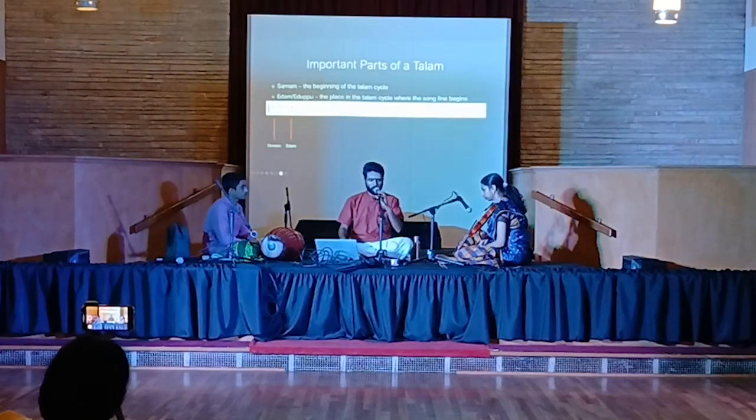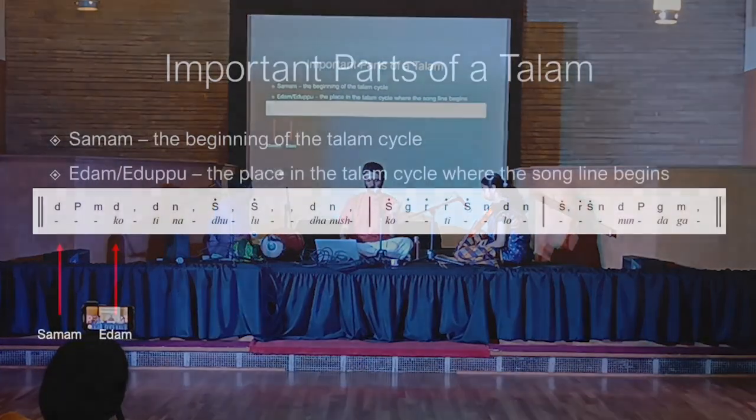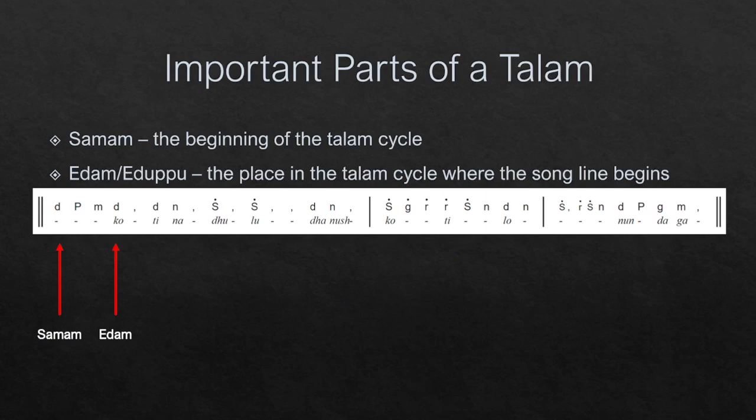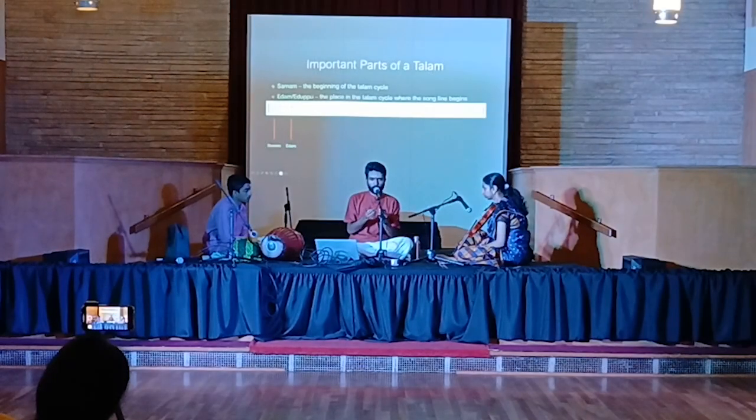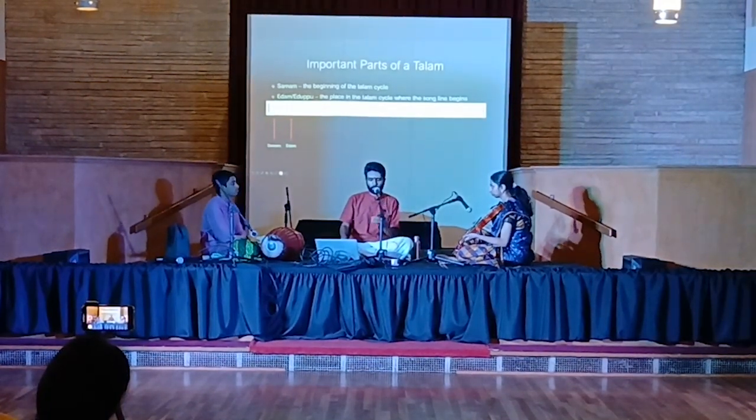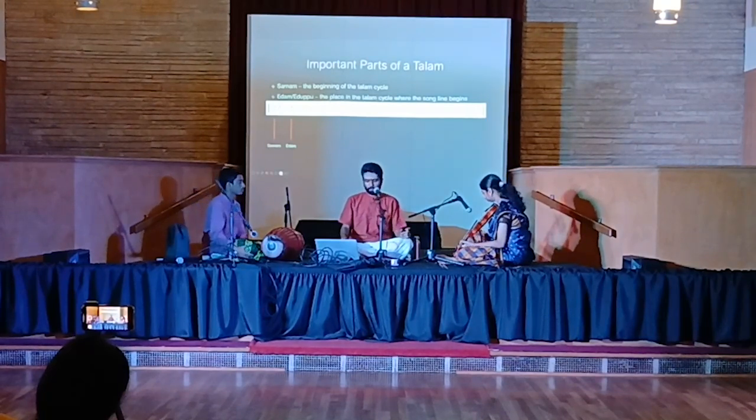So in a tala, there are a couple of important parts. Wherever the line of the tala begins is called the sama. It's the start of the tala. And where the line of the song begins relative to the start of the tala is called the eduppu, or the graha. There are different words in different languages to mean these things, but this is commonly used terminology.